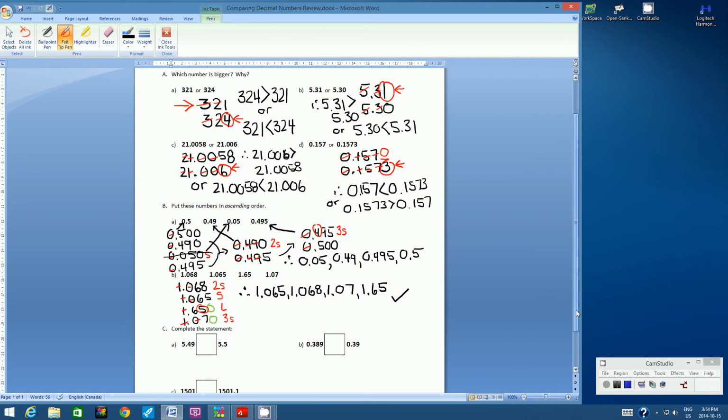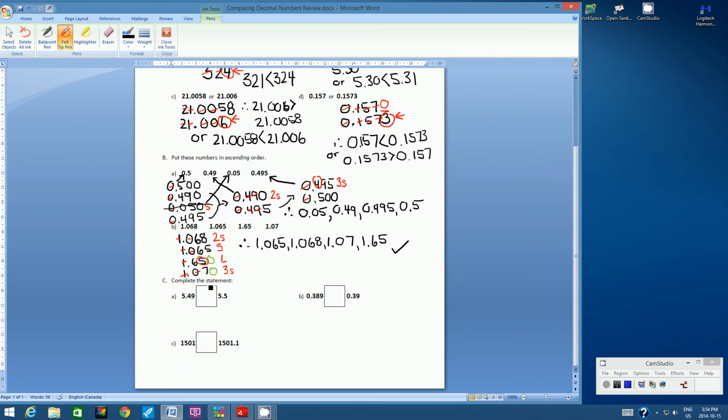All right, let's go on to the final section. Complete the statement. So basically what I'm looking for is a less than, a greater than, or an equal sign. So it's essentially the same question as all of the ones above it. We're comparing the two numbers, 5.49 and 5.5. We look in the tenths column, we see that the 5 is larger, so 5.5 is greater than 5.49, or 5.49 is less than 5.5.